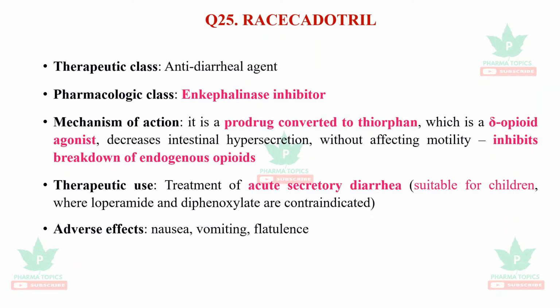Question number 25 is racecadotril. It's an antidiarrheal agent. It is an enkephalinase inhibitor. It's a prodrug converted to thiorphan, which is a delta opioid agonist. It decreases the intestinal hypersecretion without affecting motility. It inhibits the breakdown of endogenous opioids. It's used in treatment of acute secretory diarrhea, suitable for children, where loperamide and diphenoxylate are contraindicated. It can cause nausea, vomiting, and flatulence.